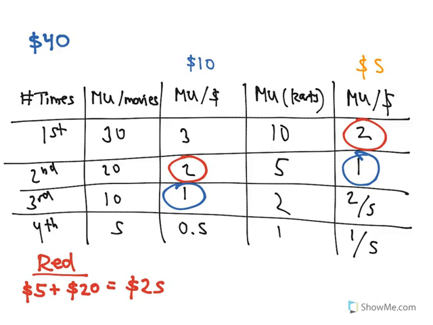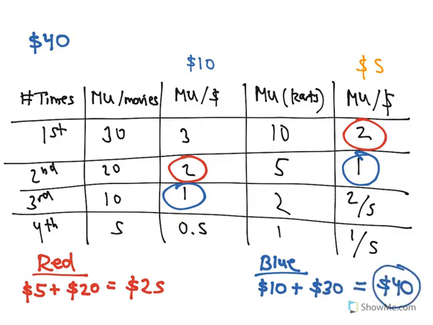But let's look at the blue option just to be safe, because if it's better, then we should do that one, right? Because our total utility will be higher. So if I go go-karting twice, that's 5 times 2, which is $10. Plus, if I go get 3 movie tickets, that's 10 times 3, which is $30. And would you look at that? We spent all our money. So the answer is we should go go-karting twice, and we should go get 3 movie tickets.